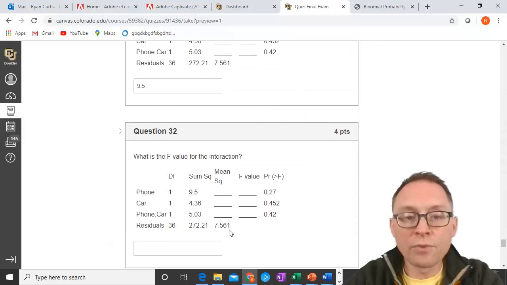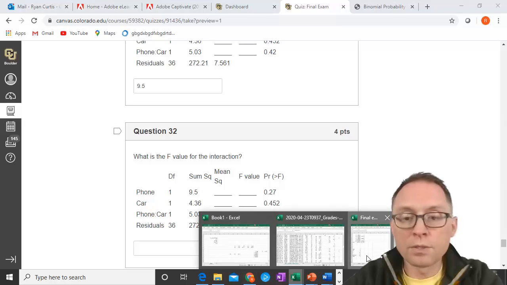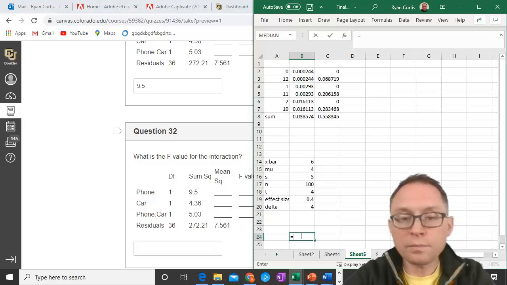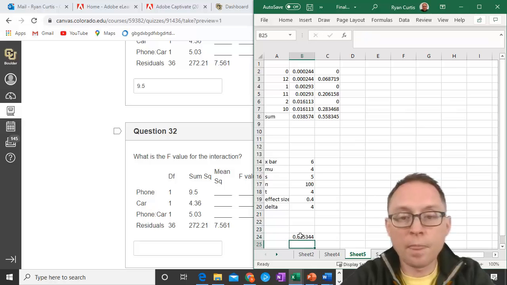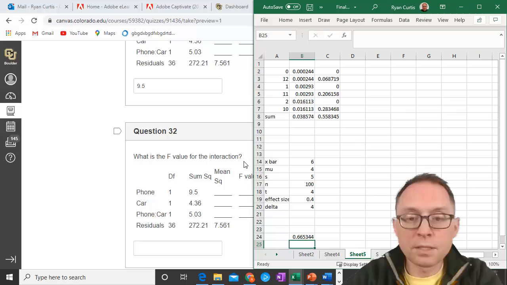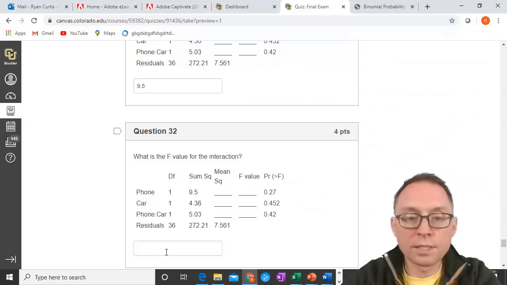What is the F value for the interaction? So that is going to be the mean square divided by the residual. So we take the 5.03 divided by degrees of freedom. That's going to be 5.03. And then divide 5.03 by 7.561. So let's calculate what that is. Equals 5.03 divided by 7.56. 0.665. So 0.67.